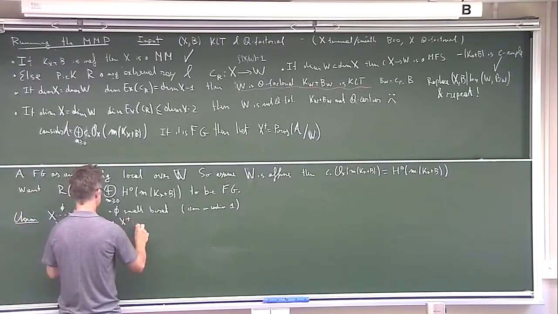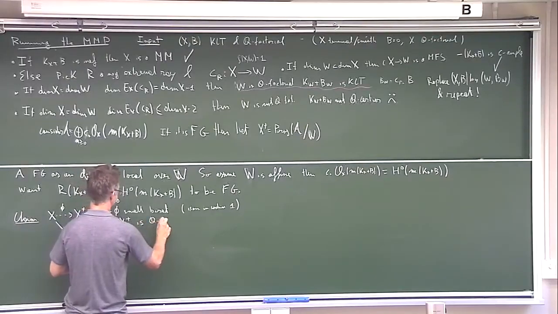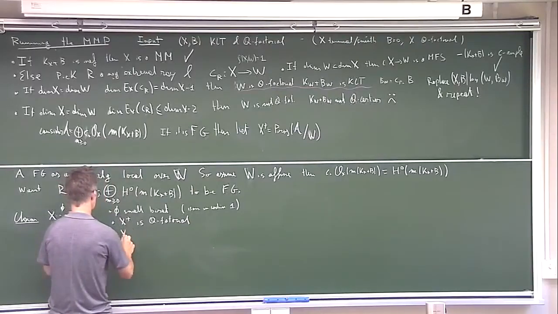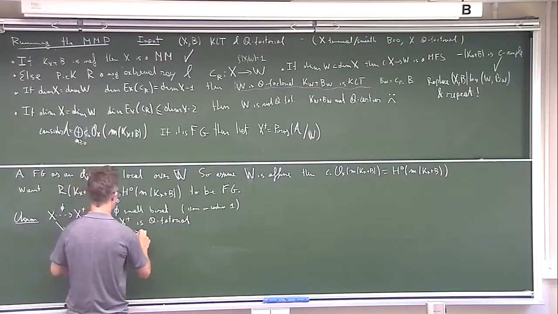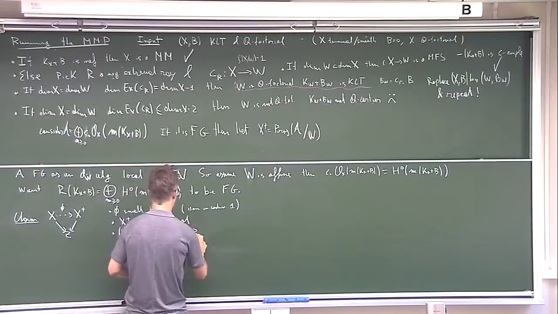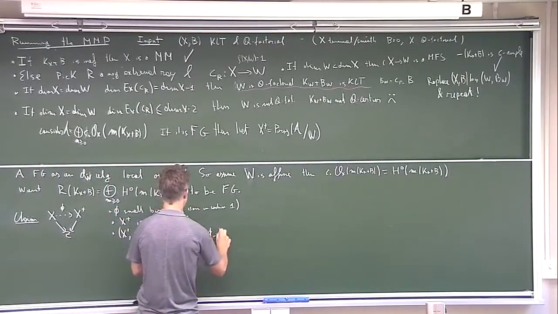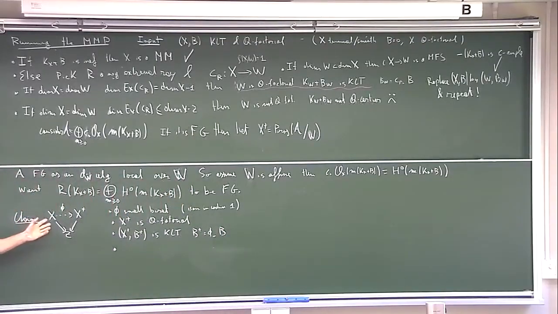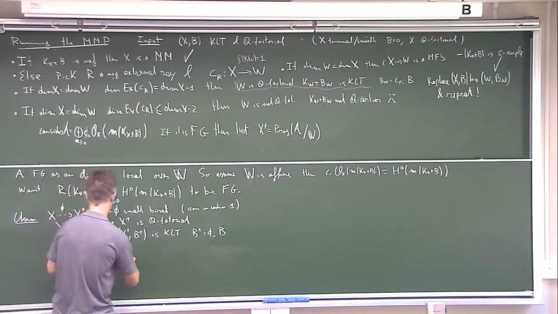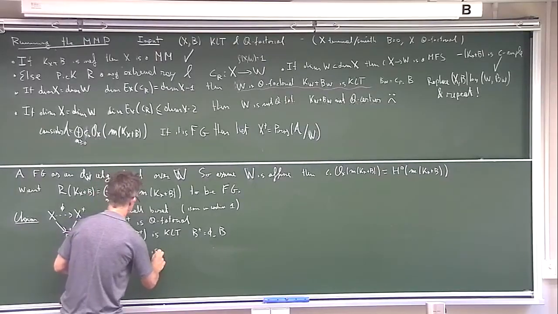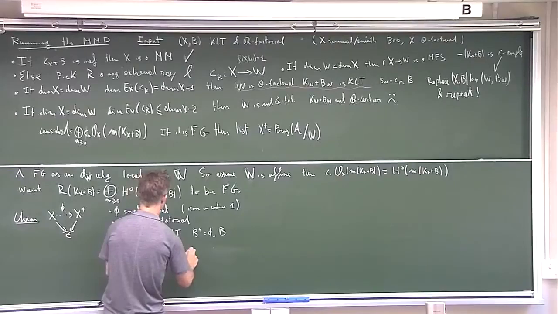It would be nice if X^+ is Q-factorial. It would be nice if (X^+, B^+) is KLT, where B^+ is just the strict transform of B. And finally, it would be nice if I've improved the situation, because I don't want X^+ to be equal to X. That doesn't take me anywhere. So I want K_{X^+} + B^+ to be ample over Z.